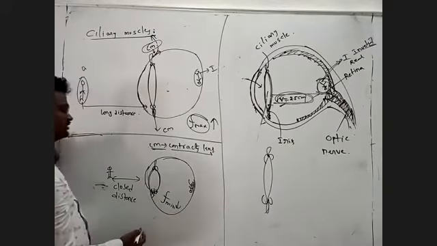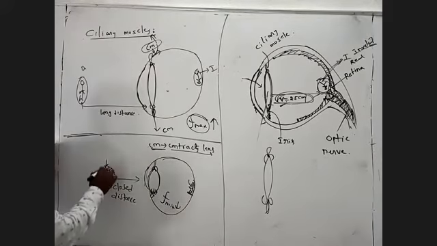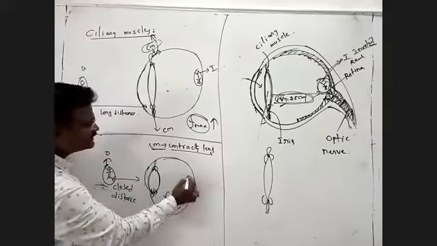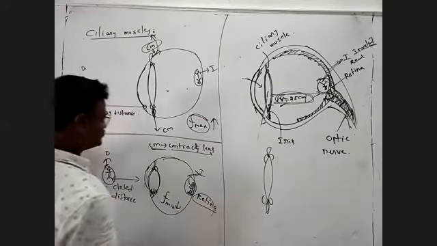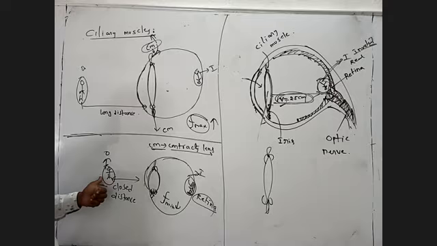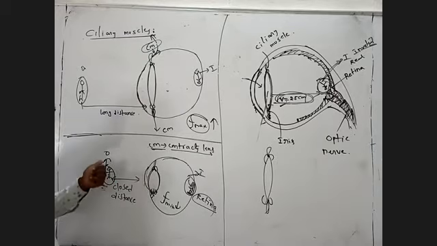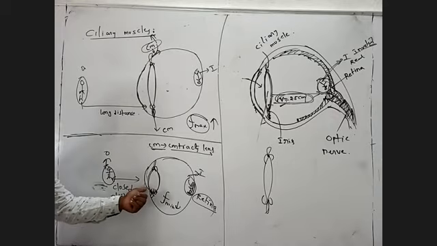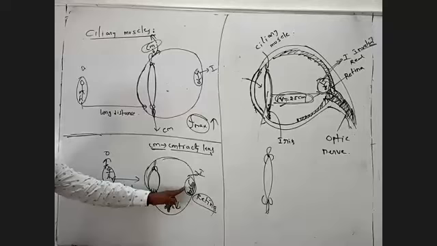But finally, the image is formed. This is the object, and this is the image formed. So the eye is focused on an object very close to the eye. The image is formed by the lens on the retina.